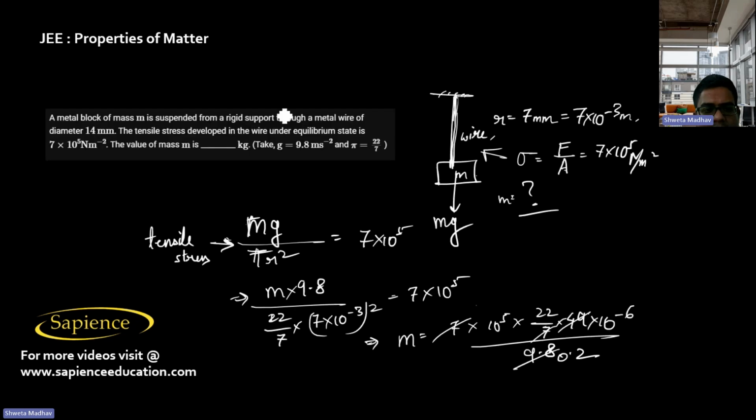by 0.2. So 2 ones are 2, 11. So this is 11 into 1 by 10, this will be 10 power 6 minus 6, that is equal to 10 power 0 is 1. So m is equal to 11. So 11 kg is the required mass of the metal block. 11 is the answer.